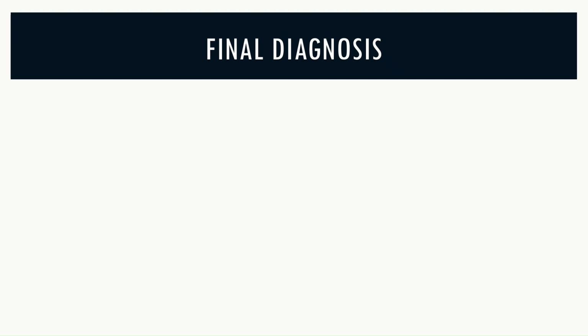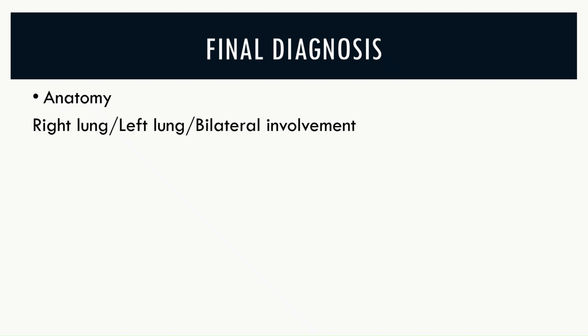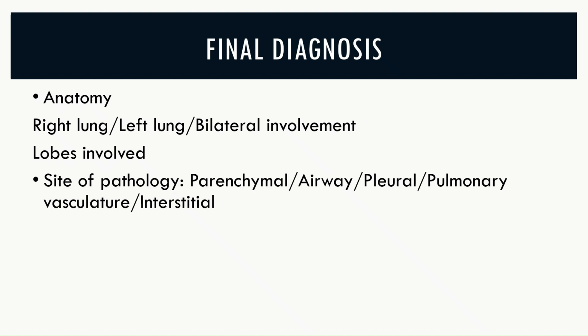After completing history and examination, a structured final diagnosis should be made. First, anatomical location of disease should be identified, whether it involves right lung or left lung or both lungs and which lobes are affected. Next, site of pathology should be determined, whether disease is located in lung parenchyma, airways, pleura, pulmonary vasculature or interstitial tissue.